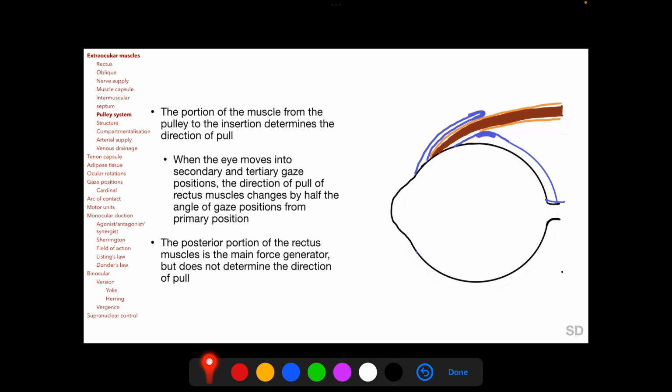and the portion of the muscle posterior to its pulley is the main force generator but does not determine the direction of its pull. When the eye moves into secondary and tertiary gaze positions, the direction of pull of the rectus muscle changes, and this change in direction of the pull of the rectus muscle is half the angle of the gaze position from the primary position.